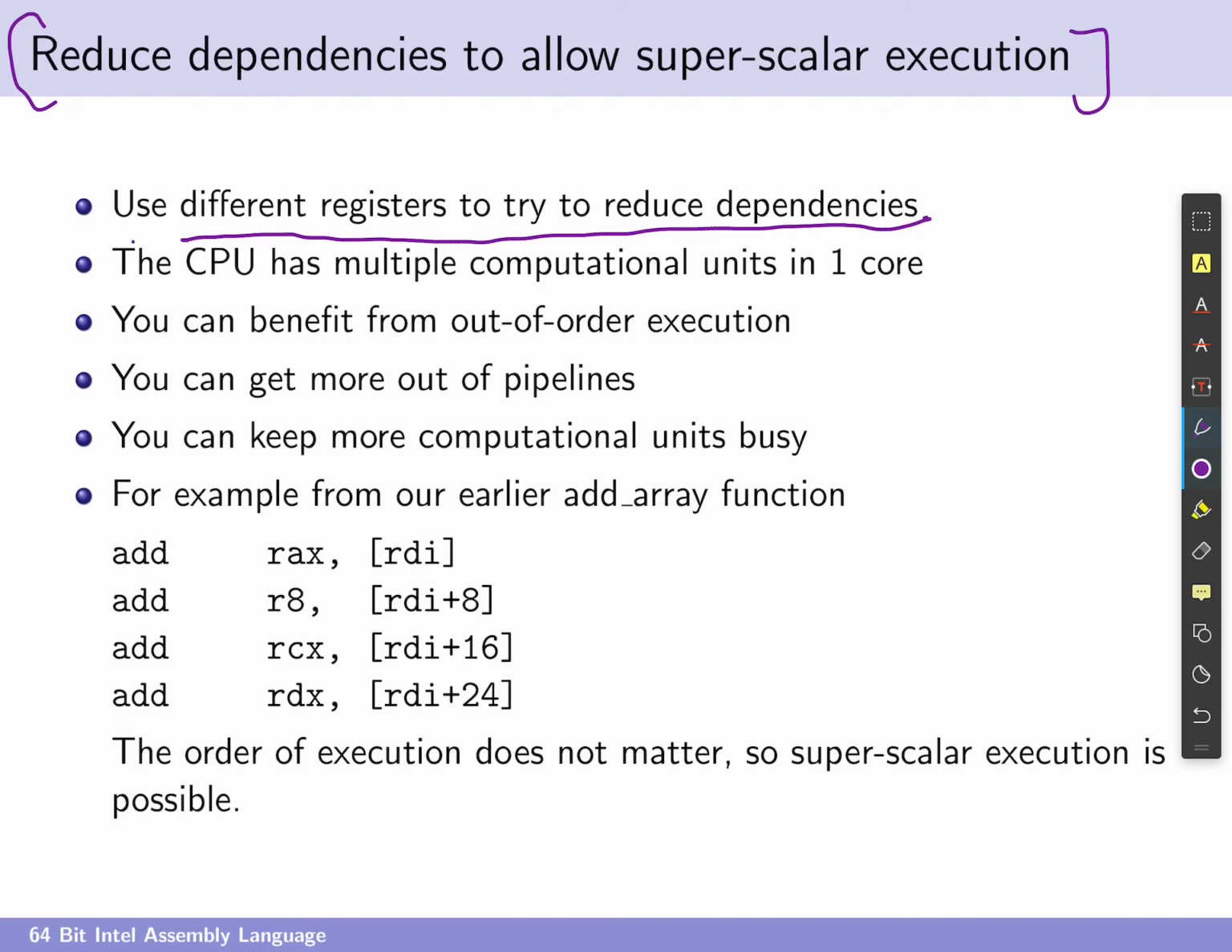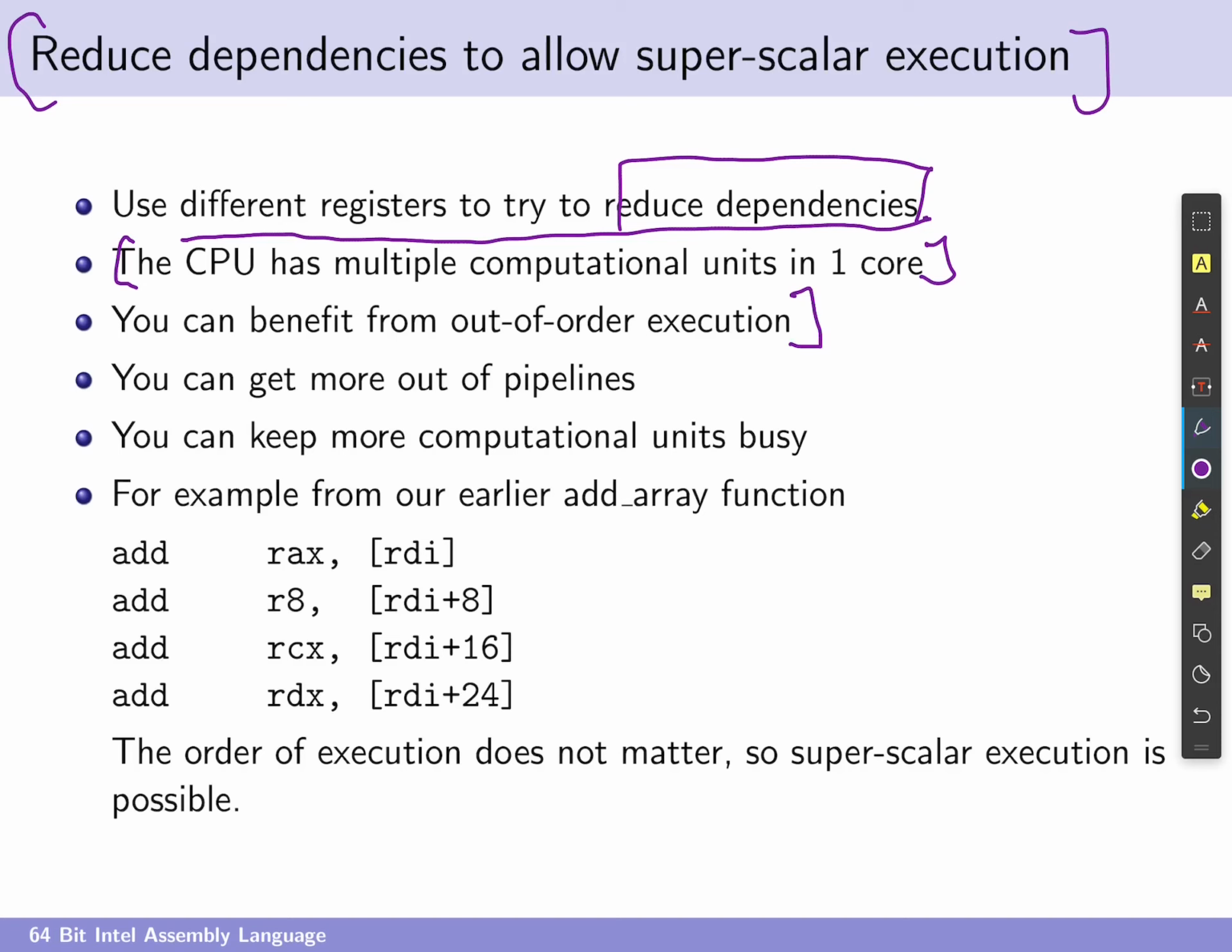And this is important to do because the CPU actually has multiple computational units in a single core. So it can actually oftentimes perform 2 additions on the single core at the same time. Again, this is very hardware level parallelism. It's somewhat different to threading and things like that. But by writing your code such that you have reduced dependencies, you can benefit from the superscalar execution, and you can also benefit from out of order execution in that the order in which those instructions are executed does not matter.